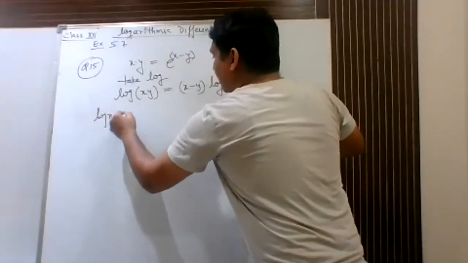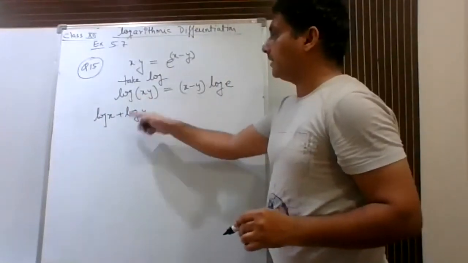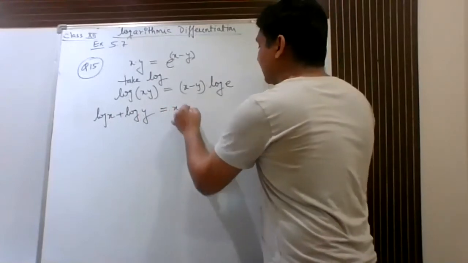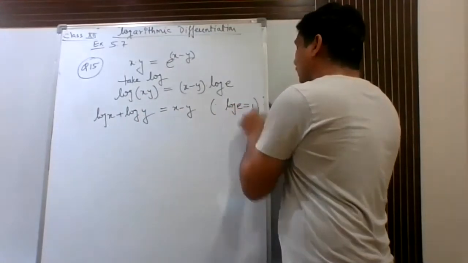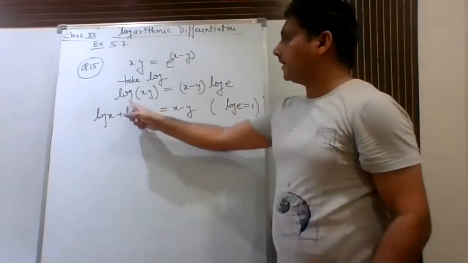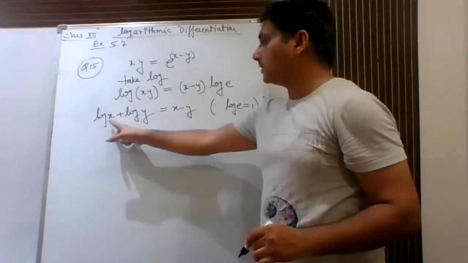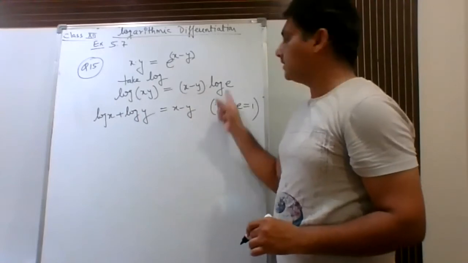And on this side, we can apply the first property of log, log mn can be written as log m plus log n. Now this will become x minus y. And we know that log e is equal to 1. So what I had done, here I had applied the first property of log. Log mn was log m plus log n. This I had written x minus y because log e is 1.